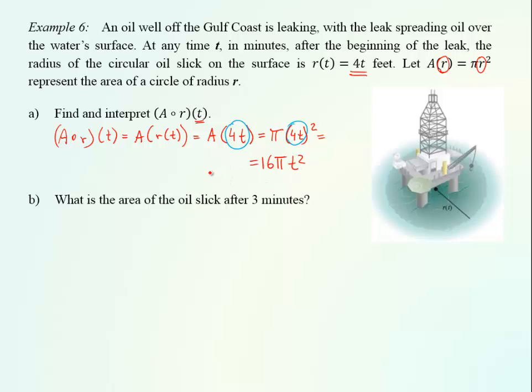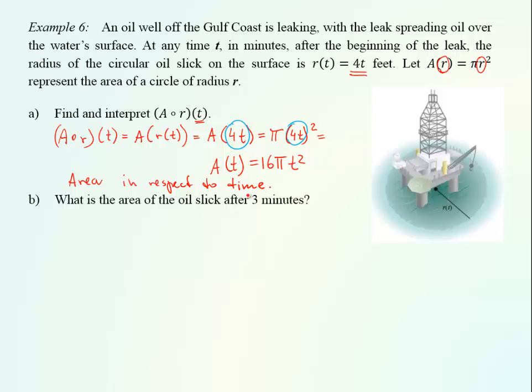And this is already the function of area in respect to time. So how do we interpret it? Well, this formula tells us the area of the oil slick in respect to time. So what is the area when we have given time? As opposed to the previous formula, which gave us the area if we know the radius of the slick. Area in respect to time rather than radius.